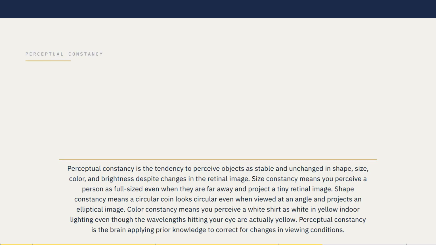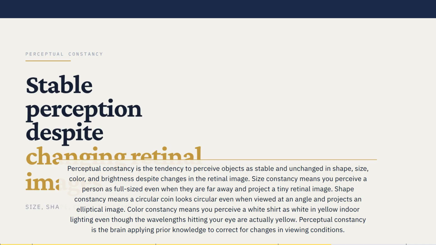Perceptual constancy is the tendency to perceive objects as stable and unchanged in shape, size, color, and brightness despite changes in the retinal image. Size constancy means you perceive a person as full-sized even when they are far away and project a tiny retinal image. Shape constancy means a circular coin looks circular even when viewed at an angle and projects an elliptical image. Color constancy means you perceive a white shirt as white in yellow indoor lighting even though the wavelengths hitting your eye are actually yellow. Perceptual constancy is the brain applying prior knowledge to correct for changes in viewing conditions.